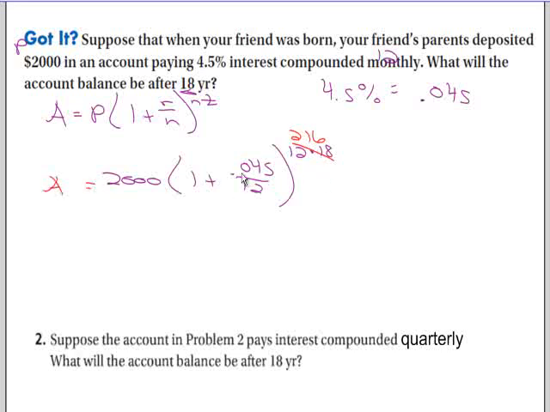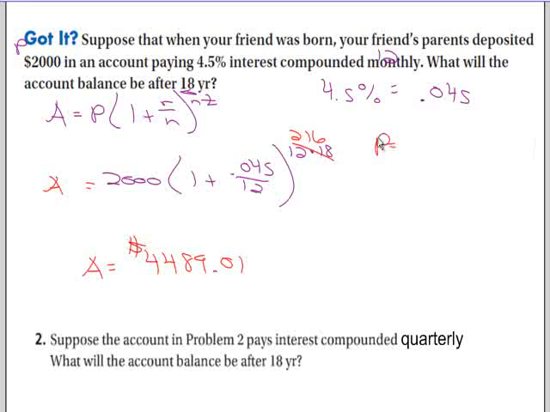And we just have to work on our calculator skills again when we come in and get the final answer. So 0.045 divided by 12 plus 1, take all of that to the 216th power and then times 2,000. And what you'll find is that even though that money just sat there, since it compounded monthly, the $2,000 has now turned into $4,489.01. No lie, it was 1 cent on this one again.